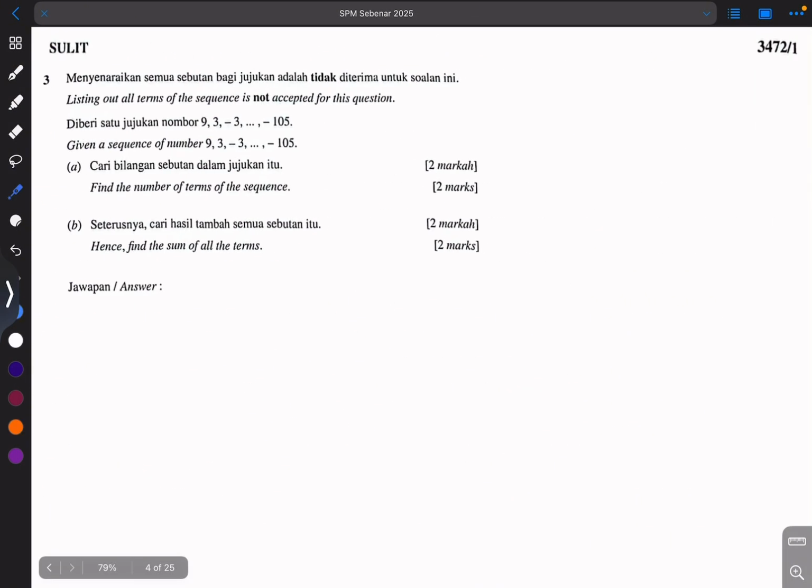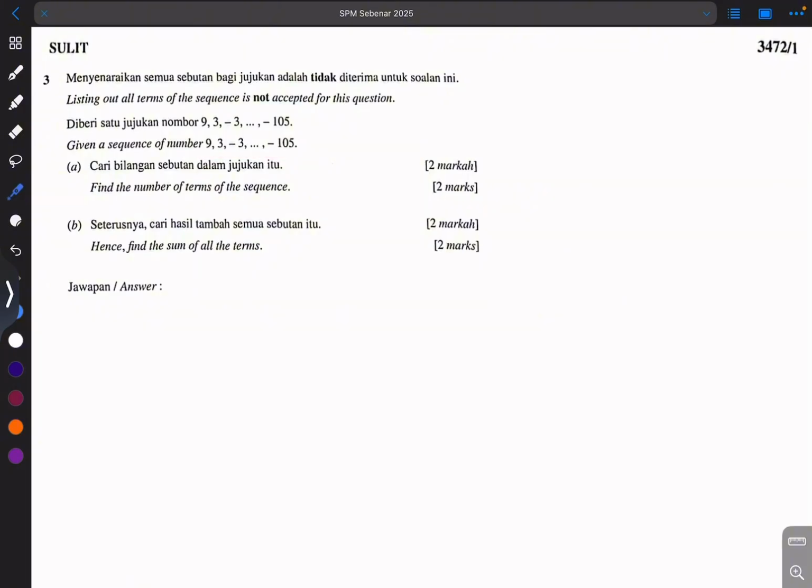Question 3. Listing out all terms of the sequence is not accepted for this question. Given a sequence of numbers, find the number of terms of the sequence. We have a few numbers in between and then the last term is this. We need to find how many terms we need to go through to get this. Since they never say what kind of progression this is, we need to check if this is an arithmetic or geometric progression.